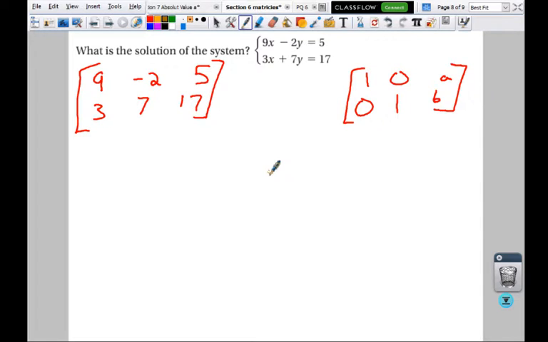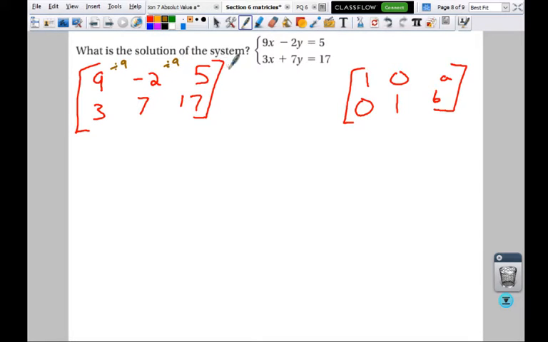Yeah, we could add negative, but how about we just divide it by 9? Remember, we can add rows to each other, or we can multiply or divide by numbers. Let's just divide by 9.